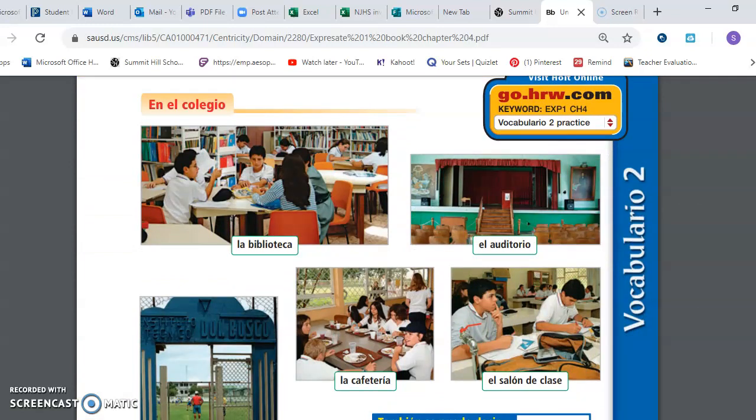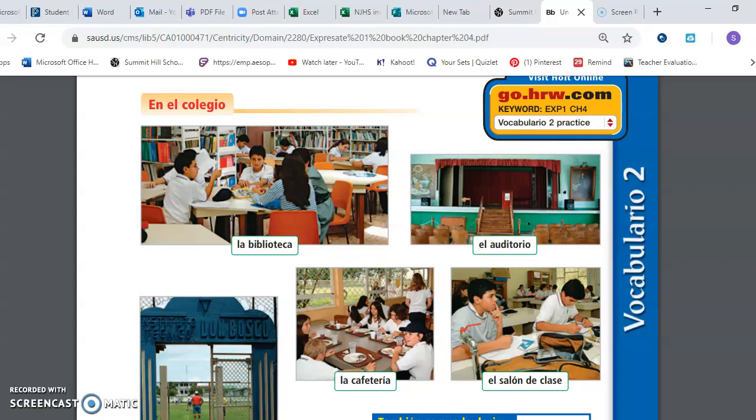Alrighty, en el colegio. Colegio translates to a high school. However, the word colegio sounds like college, right? But college will be universidad. Colegio will be like your high school. In Costa Rica, the high school starts in 6th grade. So 6, 7, 8, 9, 10, and 11.